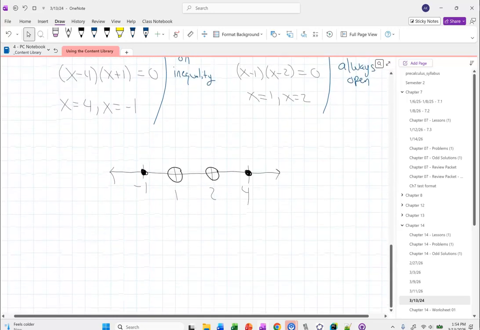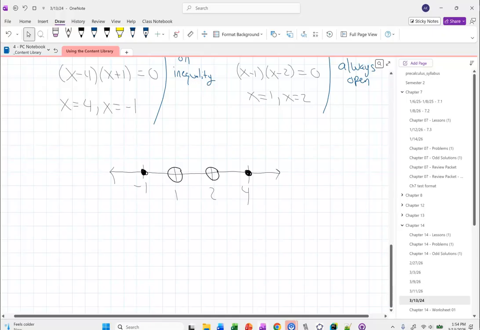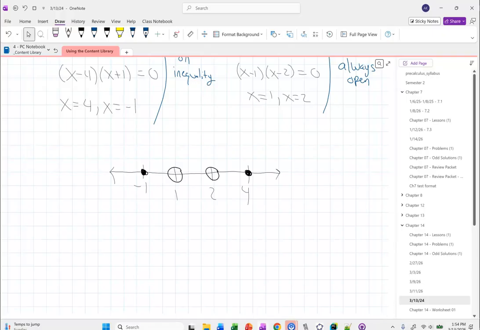Now that I've done this, what comes next? I'm going to pick my test values. How many test values am I going to need? 1, 2, 3, 4, 5 of them, one for each section that my number line is divided into. So I'll pick something less than -1, something between -1 and 1, something between 1 and 2, something between 2 and 3, and something bigger than 4.